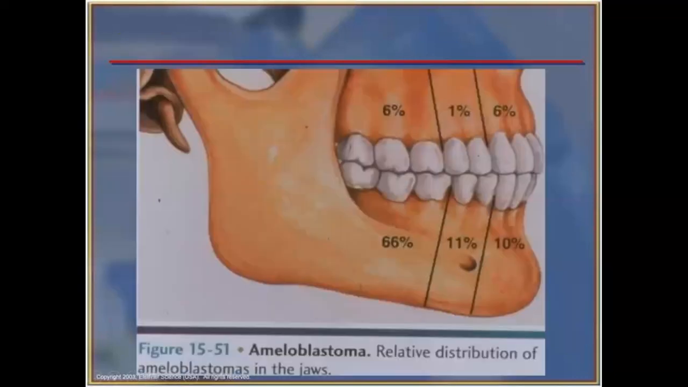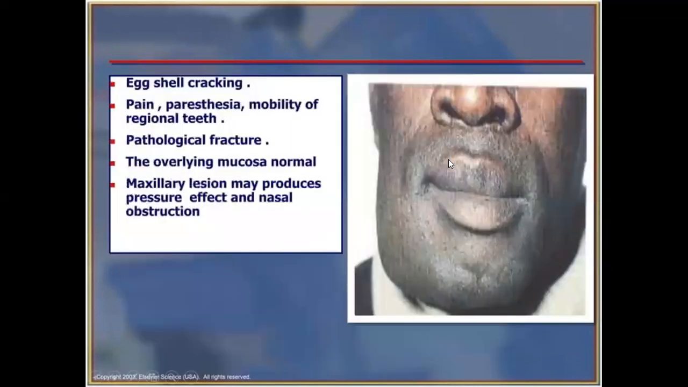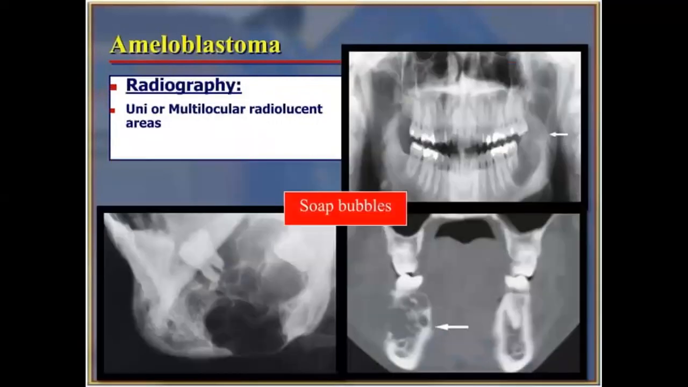So this is the figure, and here you can clearly see the physical change in case of ameloblastoma. Relative distribution of ameloblastomas in the jaws and the percentages. There may also be cracking, pain, paresthesia, mobility of regional teeth, pathological fracture, the overlying mucosa normal. A maxillary lesion may produce pressure effects and nasal obstruction.